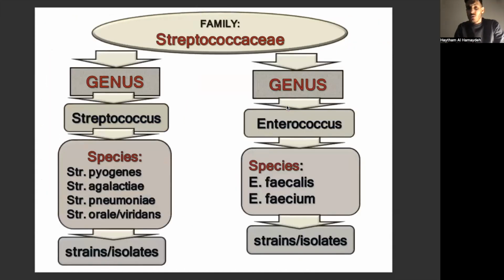Now we're going to go on to the second family that we're going to focus on in this lecture, the Streptococci. I think that's how they pronounce it. This word is pretty hard, my tongue gets stuck sometimes. The two genera within this family are Streptococcus and Enterococcus. Streptococcus is made up of four species: Streptococcus pyogenes, agalactiae, pneumoniae, and oralis. With Enterococcus, you have faecalis and faecium. These are the main ones within the genera.